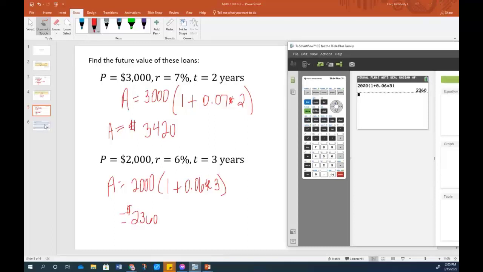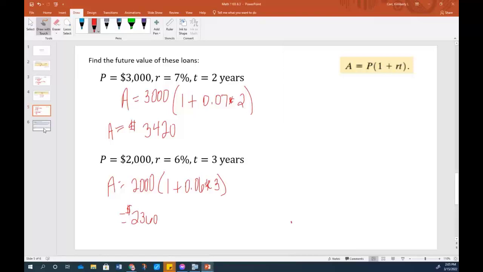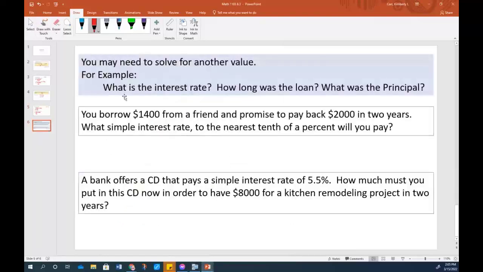You can see over here on the left, there's only one slide left. How come this lesson's so short? Because this is really just going to come at you in every different direction. They're not necessarily going to ask you to solve for the future value or the interest. They may ask you to solve for something else within that formula. You just have to read and figure out which formula you're dealing with, simple interest or future value, and then solve for what's left.